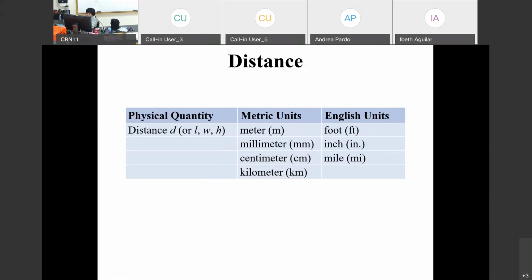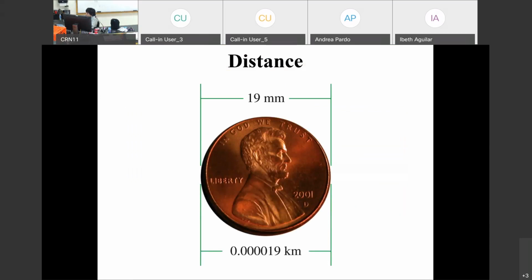But remember, in physics, starting from last class and so on, we are going to be talking about SI units. Now, why are they important? So we talked last class and at the beginning of this class about millimeters, nanometers, centimeters. Why do we care? That's a penny. The diameter of the penny is 19 millimeters. But if I was to measure that in kilometers, look at the measurement there.